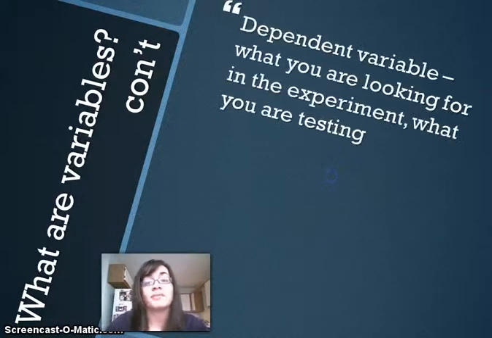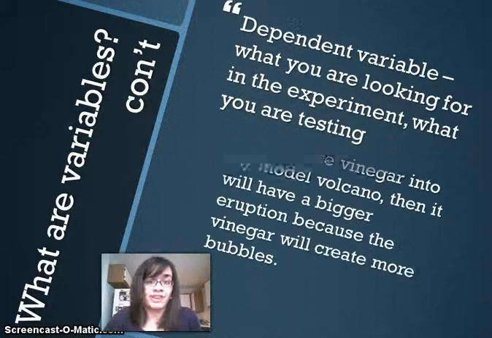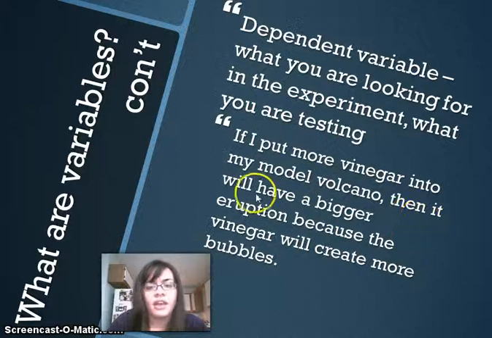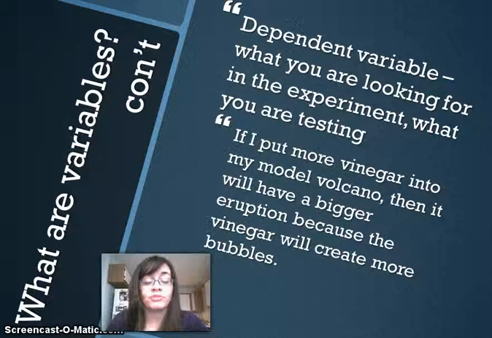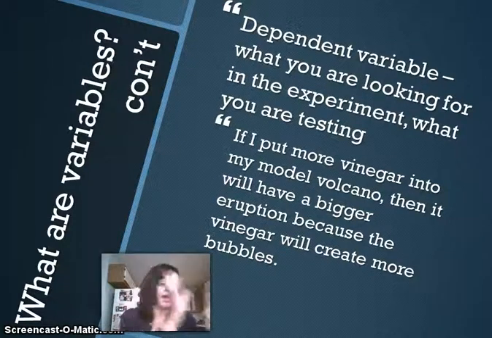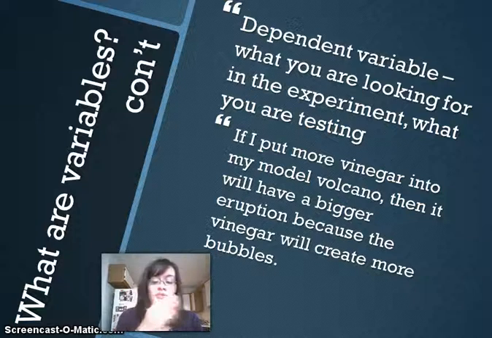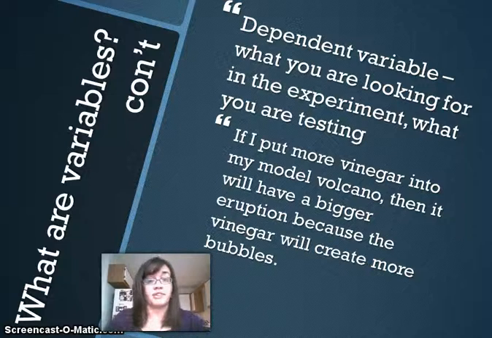Now the other type is a dependent variable. It's what you are looking for in the experiment, what you're testing. So going back to that exact same hypothesis, this time your dependent variable is right here: it will have a bigger eruption. So the dependent variable is the eruption. You're looking to create a big eruption. So controlled variables are what's the same in every single experiment, what makes it consistent. Your independent variable is what you're changing from trial to trial. And your dependent variable is what you are looking for in your experiment.